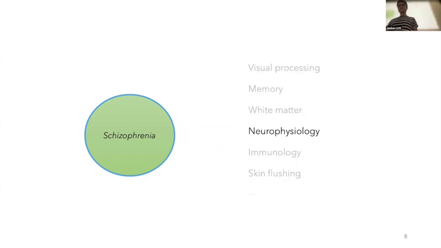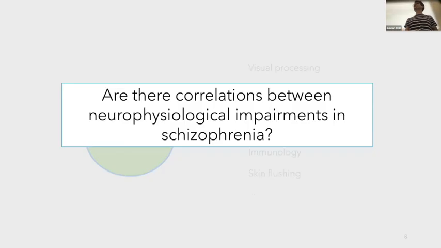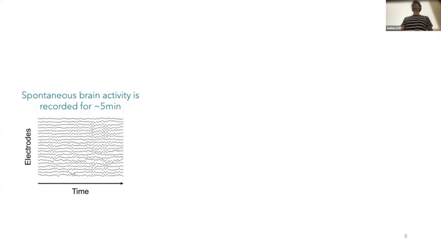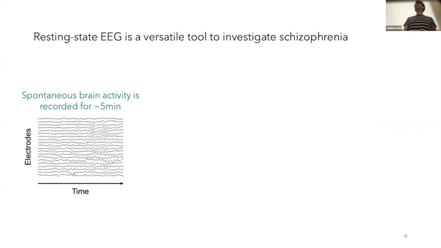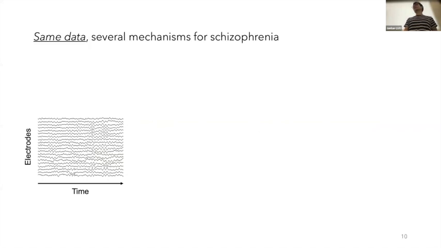So here we did not test very disparate domains, but we zoomed into neurophysiology, and we asked the question whether there are correlations between neurophysiological impairments in schizophrenia. So we use resting state EEG, and this is a really versatile tool to investigate schizophrenia, because with this data set, we could probe different mechanisms. At least it has been shown with some methods. So it's really the same data. So you process the data differently, and you tap into different processes.